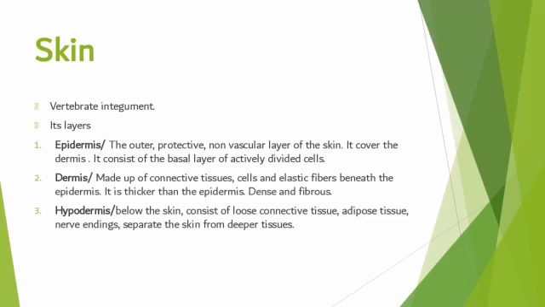The epidermis is the outer protective non-muscular layer of skin that covers the dermis, and consists of a basal layer of actively dividing cells. The dermis is made up of connective tissue, cells and elastic fibers. Beneath the epidermis, it is thicker than the epidermis. Dense and fibrous, but it is thicker than the epidermis because it comes after the epidermis, so it has a structural change that is thicker.